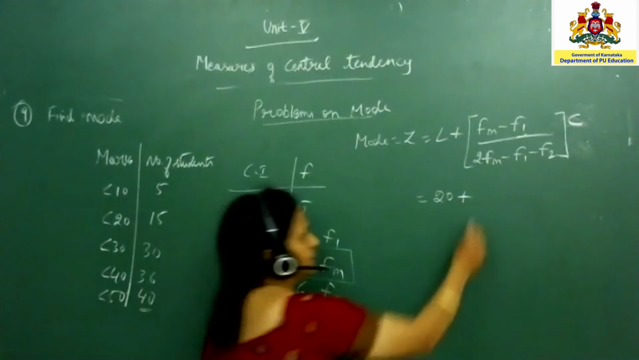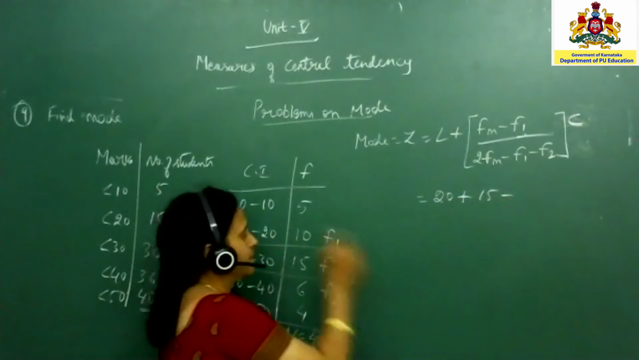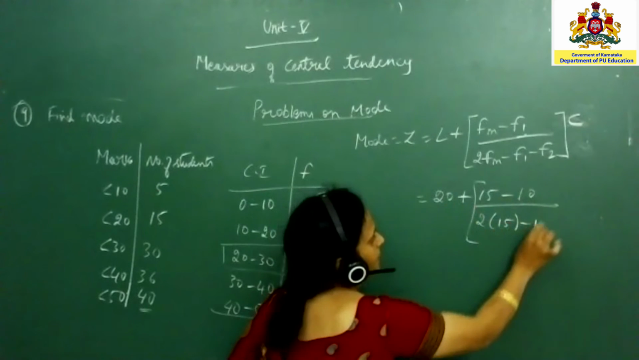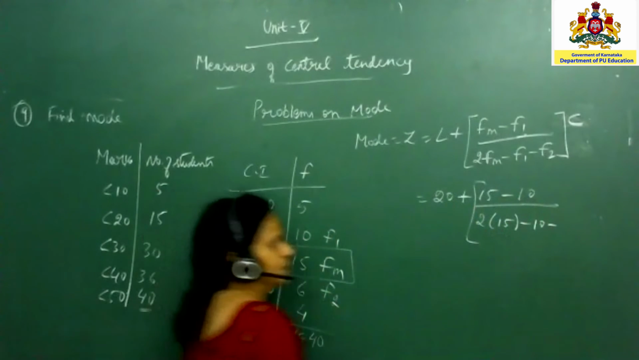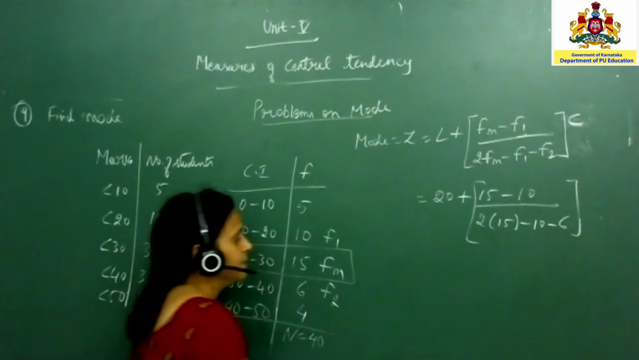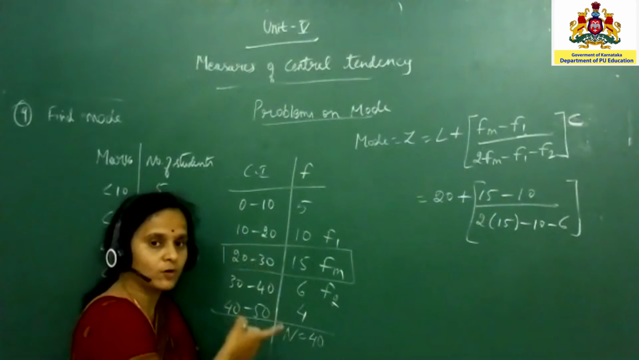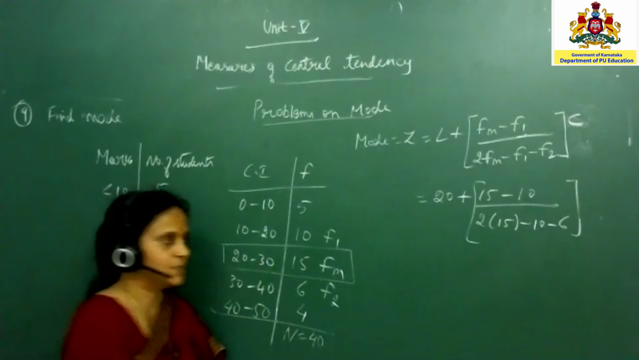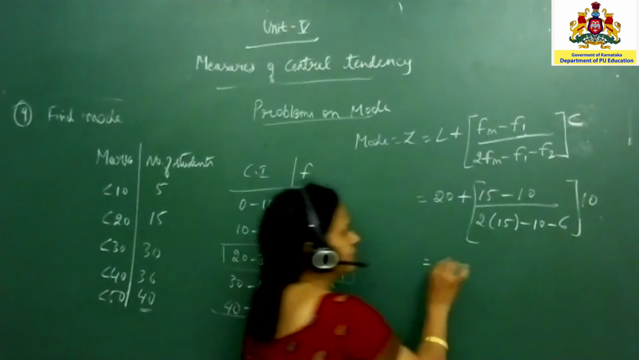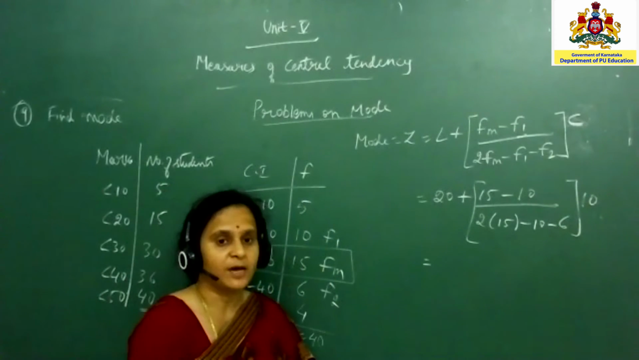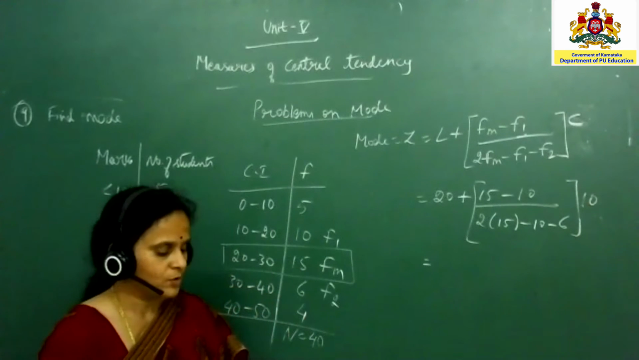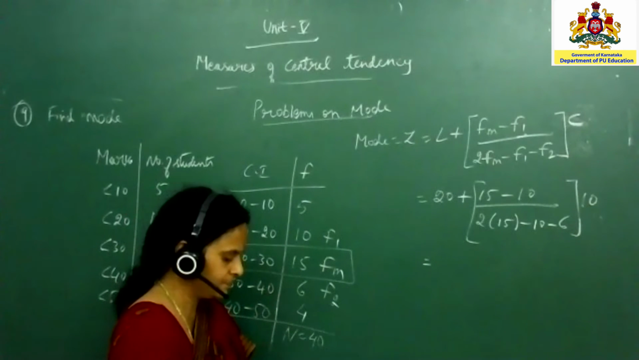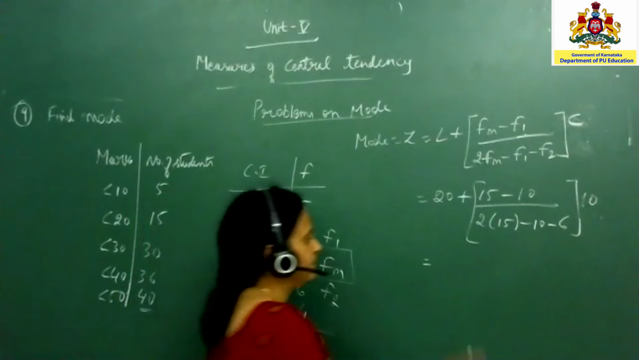Plus Fm is 15 minus F1 is 10, divided by 2 into 15 minus 10 minus F2 is 6, into C. C is again the width of the modal class. So 20 to 30 is the modal class, so 30 minus 20, which is 10. So 10 is the value of C. Simplify in the same manner as we did in the previous set of problems. So with that, you are getting the final answer. It is 23.571.